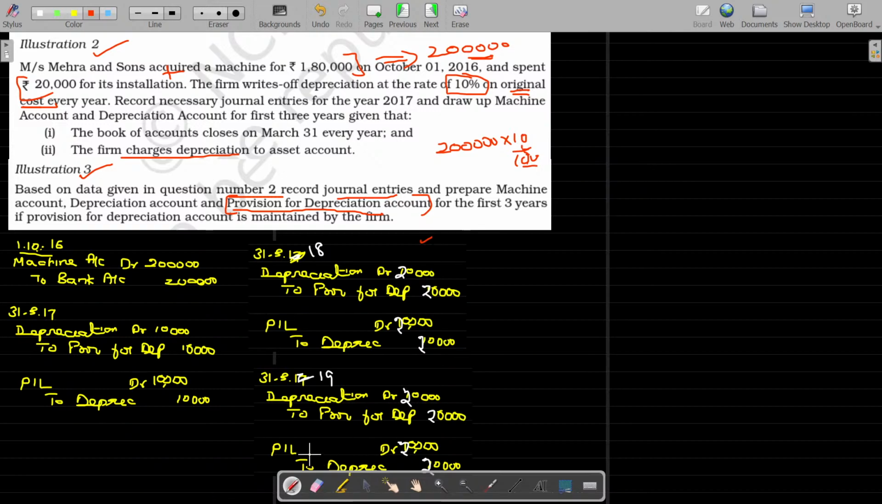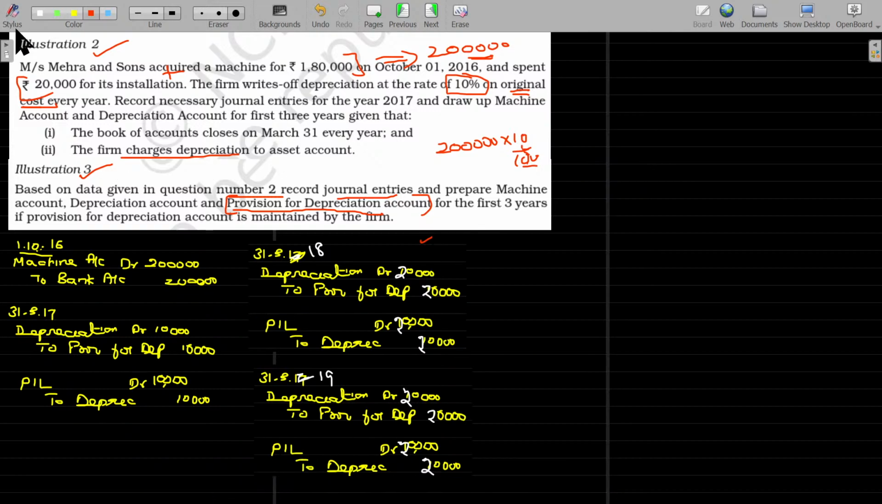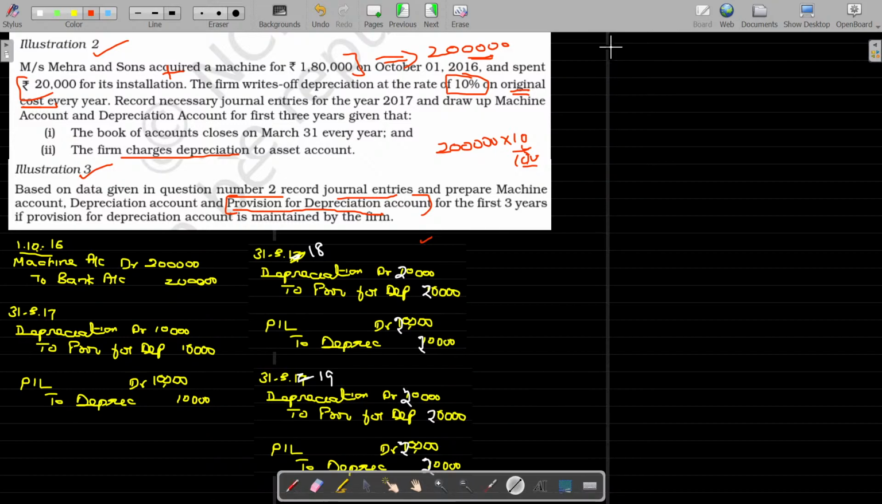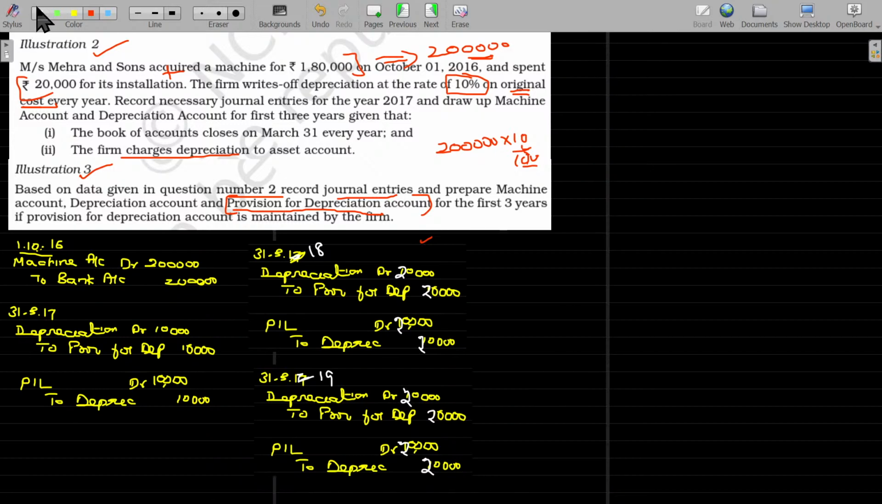Now let's see here. So the first year amount of depreciation is 10. What is the amount of depreciation for the second year? 20. Third year? 20. That amount is not going to be subtracted from the assets but accumulated in the provision for depreciation. If you prepare the ledger, you will understand.